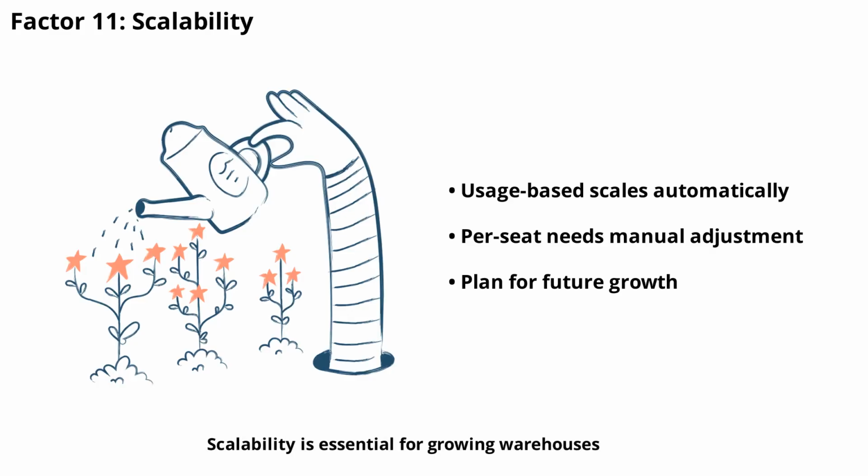Scalability is essential for growing warehouses. Usage-based pricing naturally scales with your business, allowing you to handle increased activity without renegotiating contracts. Per-seat pricing may require you to purchase additional seats as your team grows. Consider how easily each model can accommodate your future needs.